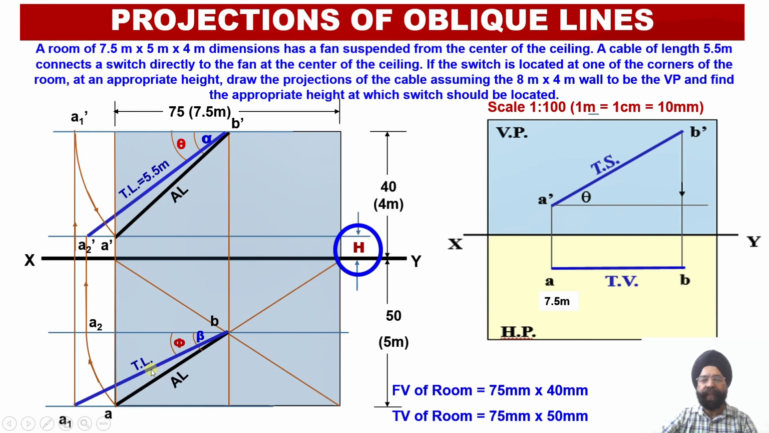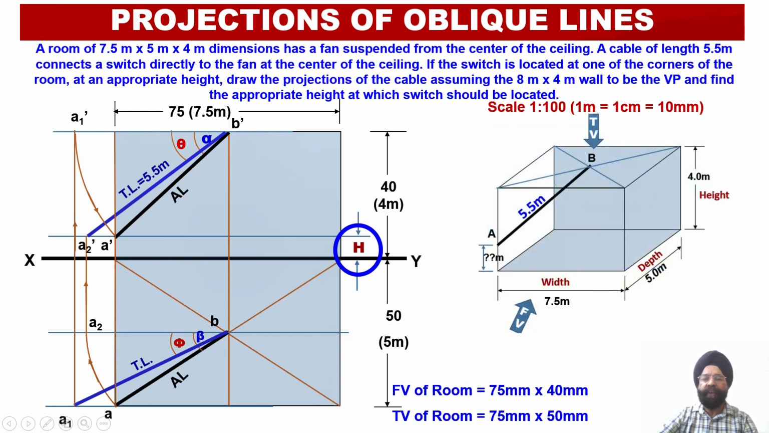We can check that the true length of the line, which has been drawn using the blue color, happens to be greater than the apparent lengths of the line obtained in the front view as well as in the top view, and the apparent angles are greater than the true angles of inclination. So alpha is greater than theta, and angle beta happens to be greater than phi.